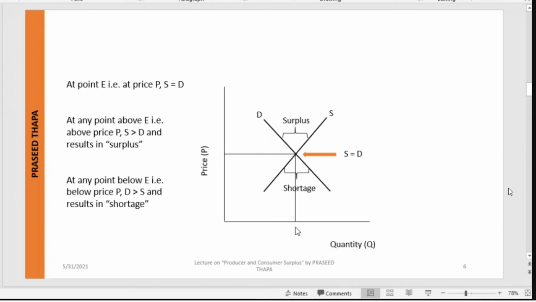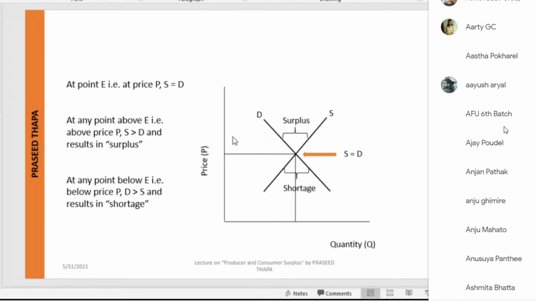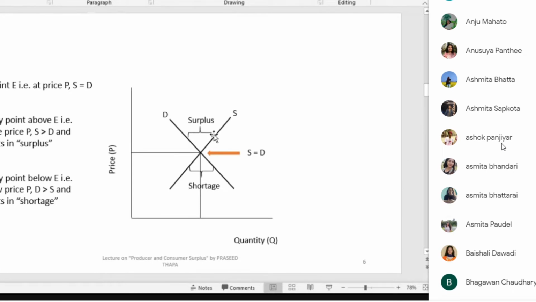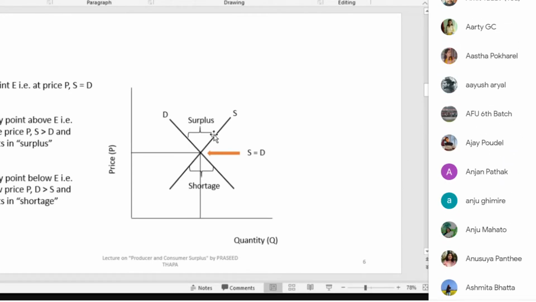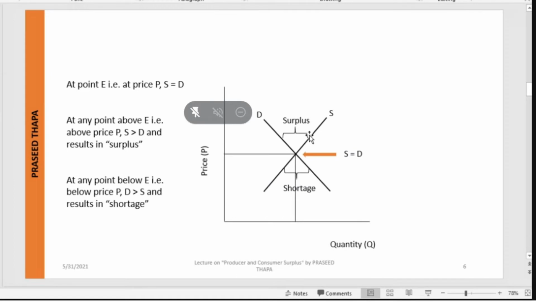Now if we want to see what happens when the market is not in equilibrium, let's take any point above your equilibrium price. Follow my cursor. Now draw one line that touches your demand curve and your supply curve. When your price is above your equilibrium price, your supply is more than the demand. When supply is more than the demand, obviously there will be more commodities available in the market. More commodities available in the market is the concept of surplus. There is an excess of commodity in the market, that is surplus.